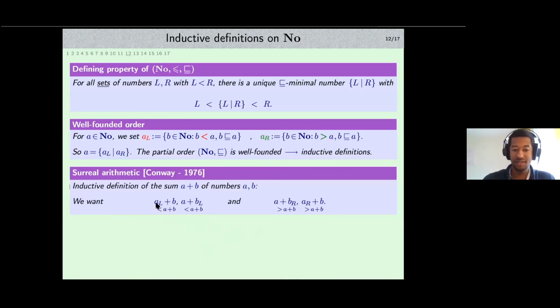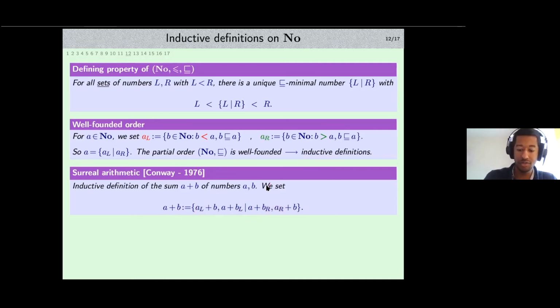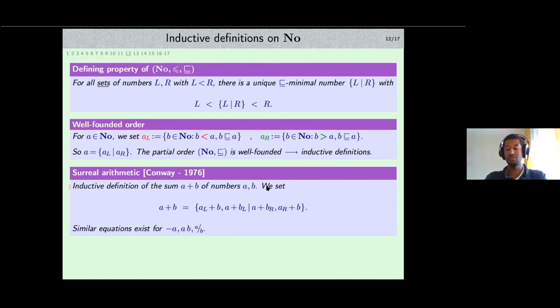And so we should have that everything here is smaller than A plus B, and everything here is greater than A plus B, and so on. So we can say, okay, let's define A plus B as the simplest number which is greater than those which are smaller, and smaller than those which are greater. And it actually works, gives you a nice ordered group. And so you can find similar equations for the product, inverses, and opposites. And you get a real closed field, which contains the field of real numbers in a canonical way.